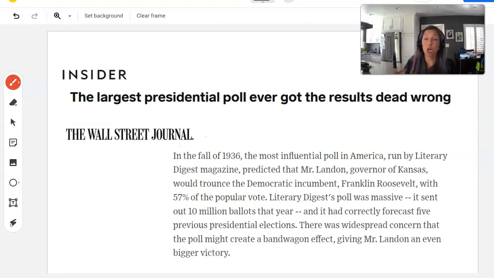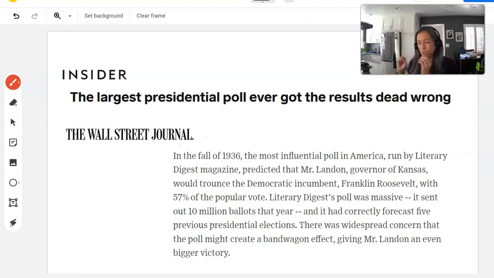So by a large margin, almost 14 points, that they gave him. So they said, okay, we are convinced that this is going to happen. And they had correctly predicted the last couple, so it was a big deal. People really thought this was going to happen. And then people went to the polls. Roosevelt actually won 62% to 37%. Just trounced Al Landon, which is why we have never heard of him.